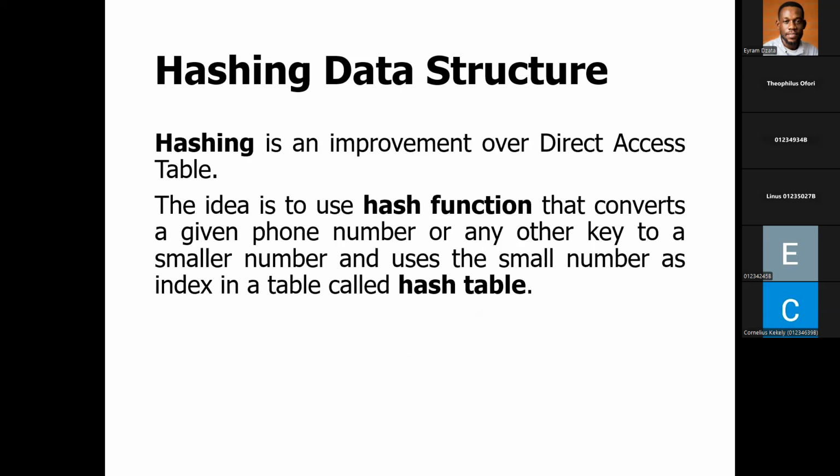All right, so it is said that hashing is an improvement of a direct access table. The idea is to use a hash that converts the given telephone number or any other key to a smaller number, and uses that smaller number as an index in the table, called the hash table. So that number will be converted to an index in the table.